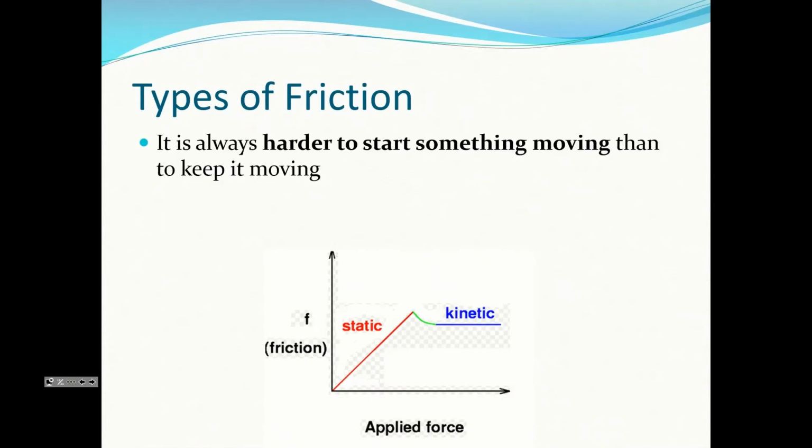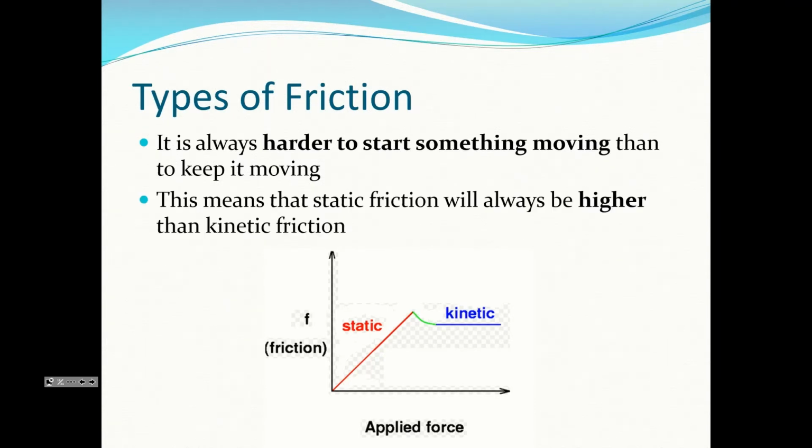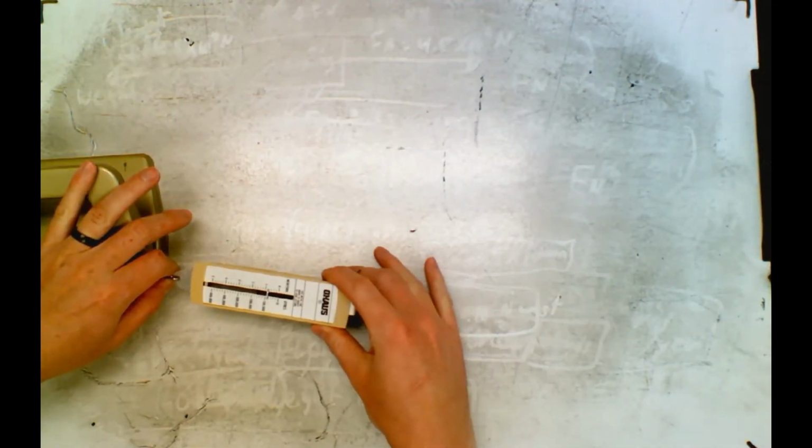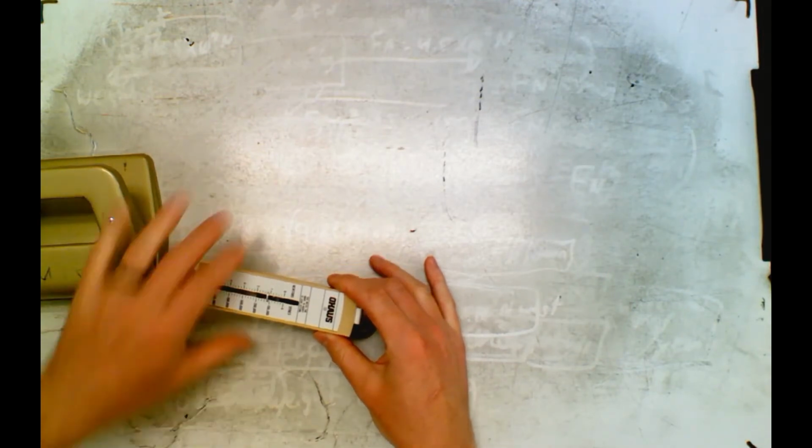So it's always harder to start something moving than to keep it moving. So what that means is that static friction will always be higher than kinetic friction. And we have this little graph here, and I can show you what this graph means, but let me just do a little demo for you. So what I have here is I have a little spring scale, and the harder I pull it, the further that goes back, and then I just have it hooked up to a 3-hole punch.